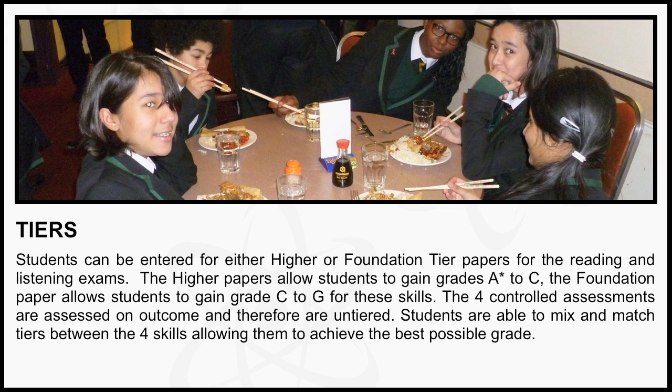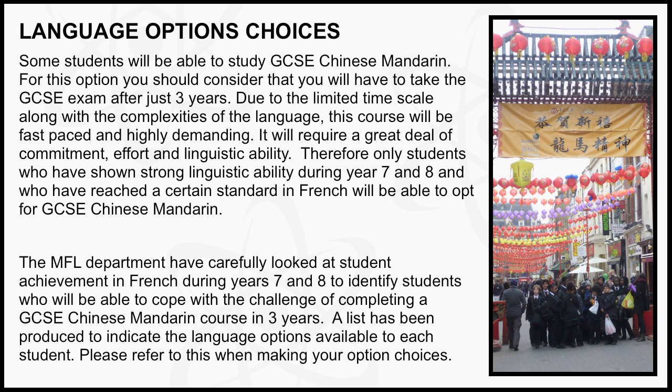The 4 controlled assessments are assessed on outcome and therefore untiered. Students are able to mix and match tiers between the 4 skills, allowing them to achieve the best possible grade. Some students will be able to study GCSE Chinese Mandarin. For this option, you should consider that you will have to take the GCSE exam after just 3 years.